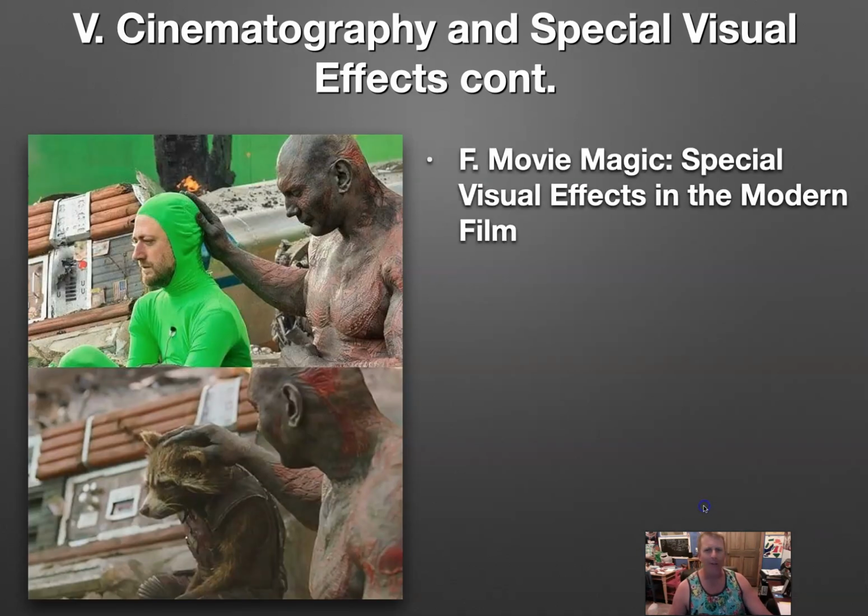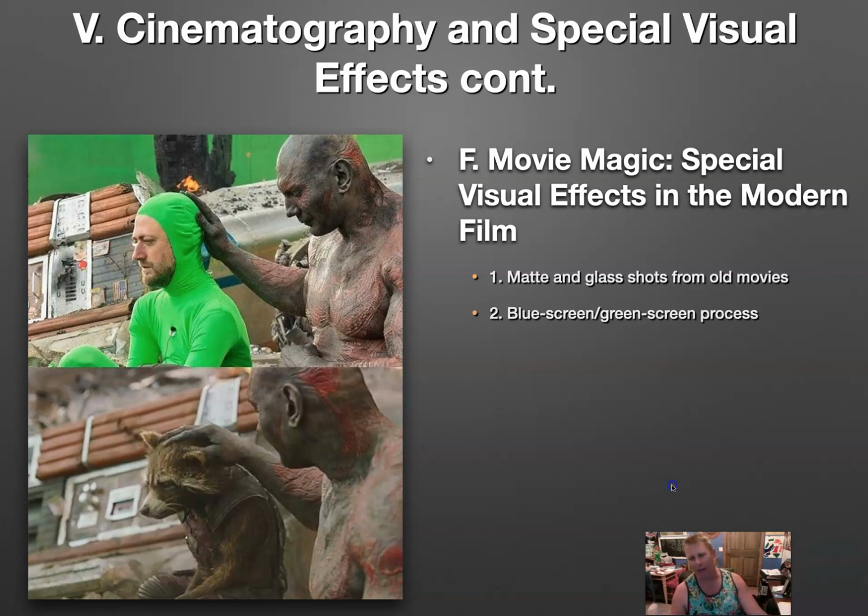There's also movie magic. There's special visual effects that go all the way back to our first film we watched, A Trip to the Moon, and then progress all the way to The Avengers and things like that. Originally, they did matte and glass shots. They would paint the background as a matte, and they would shoot it, and it would look like it was a real background. Glass shots. I'm going to show you a little quick film on all these real quick in the old movies.